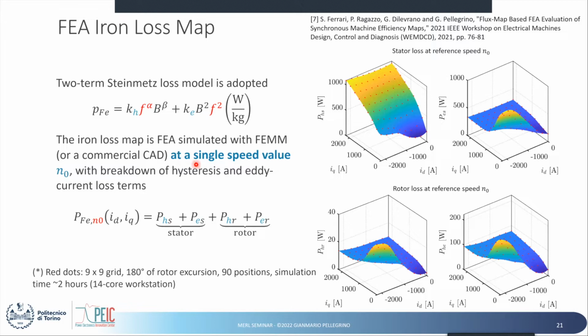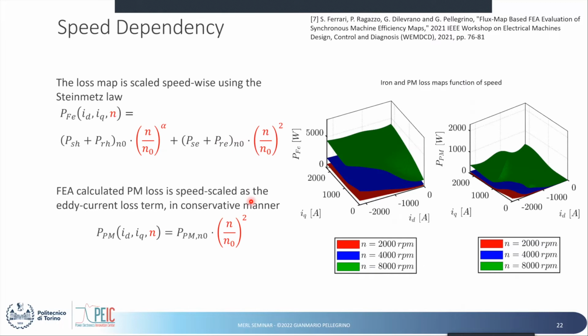And then we use the Steinmetz equation for scaling, not the frequencies, but the speed. So we scale the speed through the frequency expression into the Steinmetz formula. So this is what we do. We have a single simulated map of iron loss or PM loss. And then when we change the speed with respect to N0, which is the one we simulated, we're just scaling using the same Steinmetz coefficients. This is for hysteresis plus excess, and this is for eddy current. And the same is valid for PM loss. We use exponent 2 with PM loss, which is well conserved.